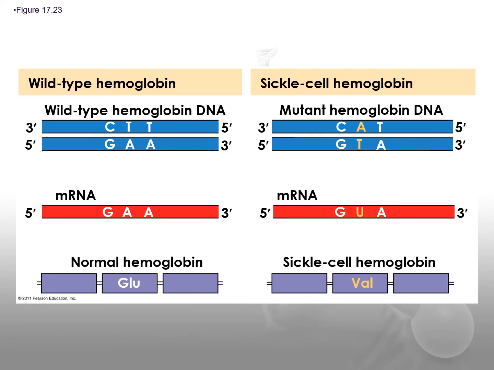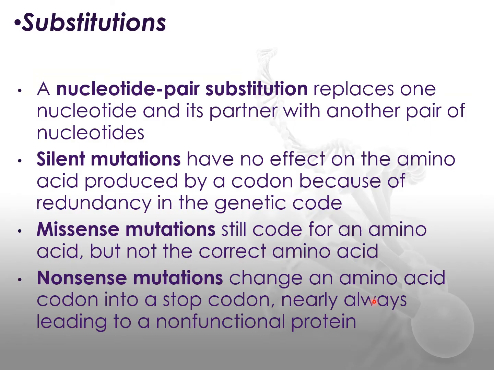Now let's talk about some other types of mutations. We just talked about a single pair substitution, where one base replaces another one, and a number of results can happen, and there are special terms for them. One is a silent mutation, another is called a missense mutation, and the final one is called a nonsense mutation. These refer to what happens downstream in the protein.